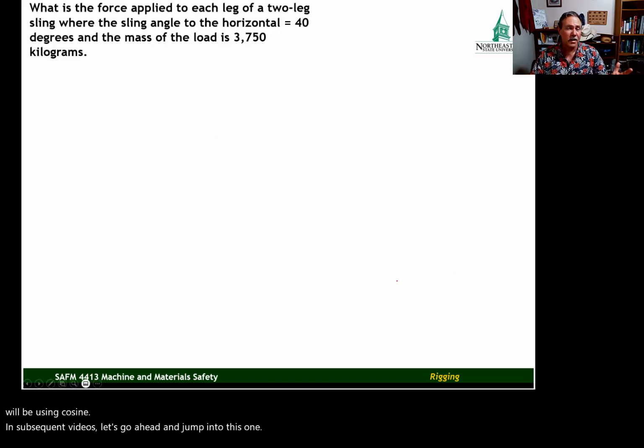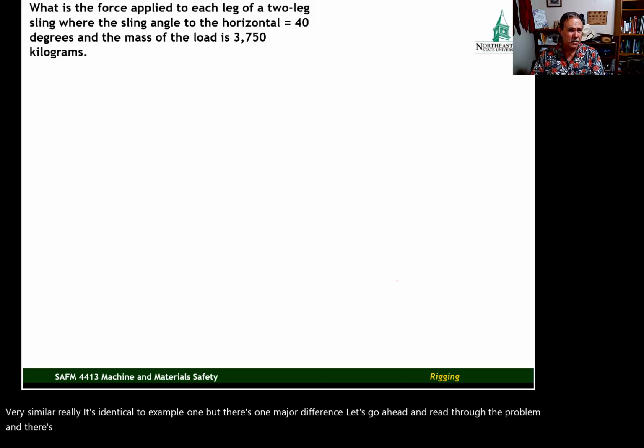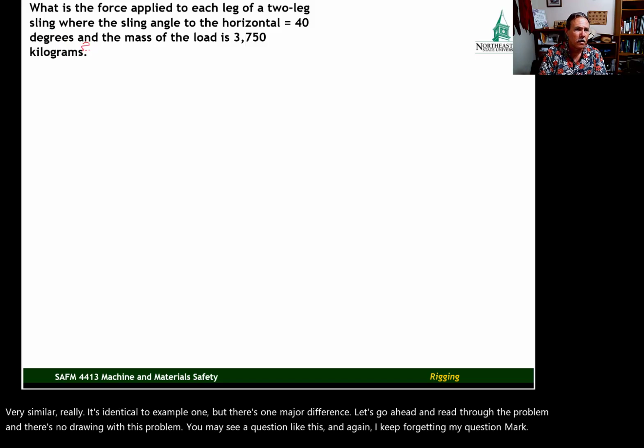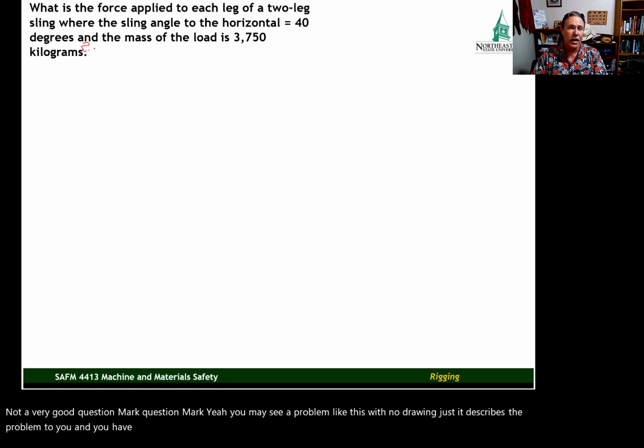Very similar, really it's identical to example 1, but there's one major difference. Let's go ahead and read through the problem. And there's no drawing with this problem. You may see a question like this. And you may see a problem like this with no drawing. It just describes the problem to you, and you have to create a diagram from the written description.